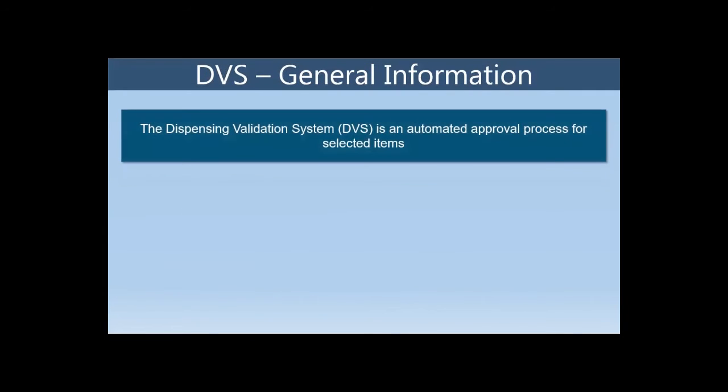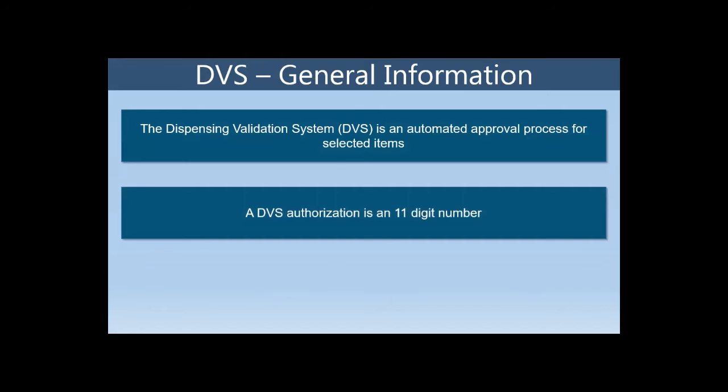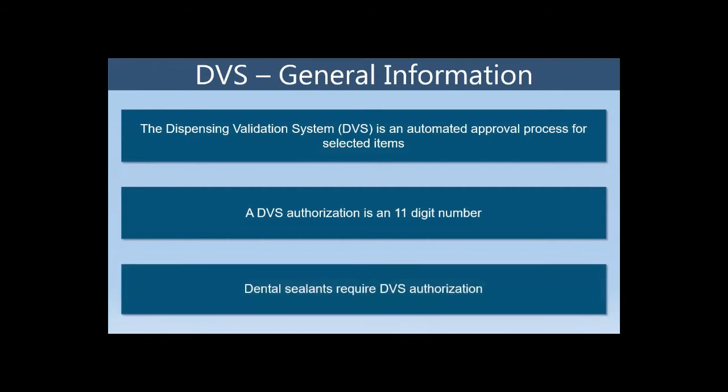The Dispensing Validation System, DVS, is an automated approval process for selected items. A DVS authorization is an 11-digit number. Dental sealants require DVS authorization.